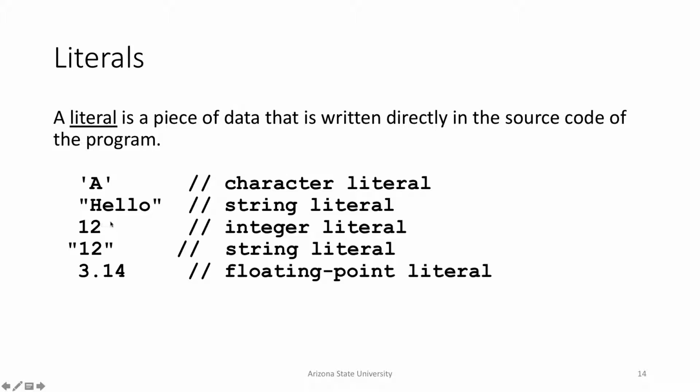So here, the value 12, that's a piece of data that's written into the program. It can't change value. You can't assign to it. You can't do anything with it other than stick this value here. So if I put it on the right-hand side of an assignment operation, then I can use a literal there. I can use a variable there.